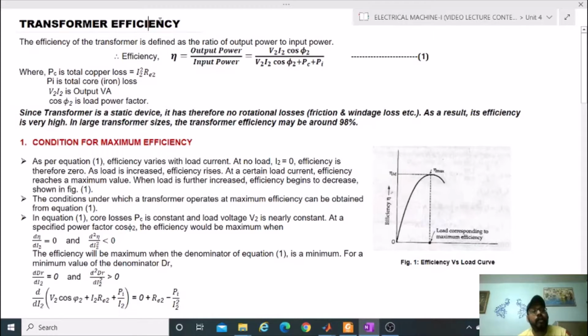Hello students, in this lecture I will explain the efficiency of a transformer, and we will also derive the condition for maximum efficiency. We will also derive the value of current at which maximum efficiency occurs and also the kVA at which we will obtain the maximum efficiency. And in the last we will also see what is all day efficiency.